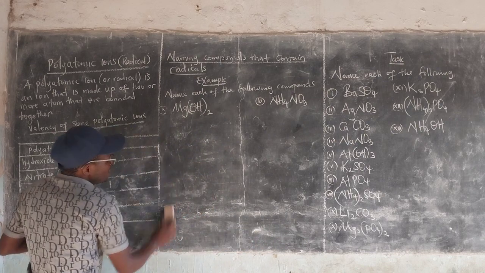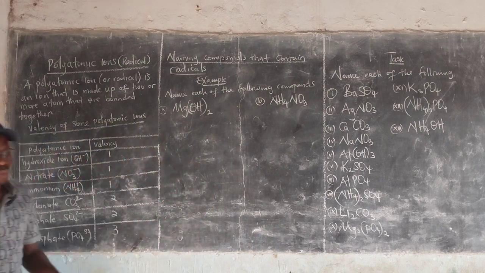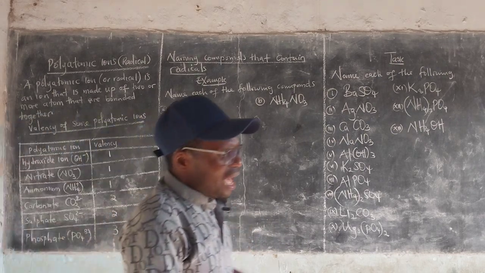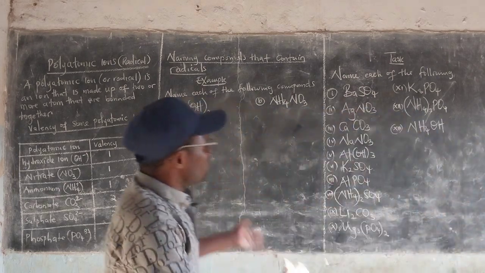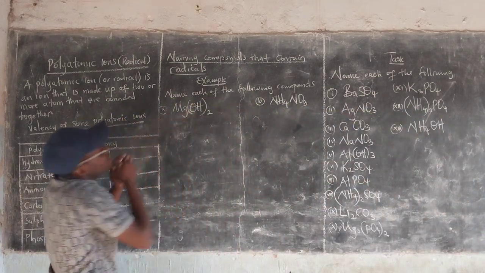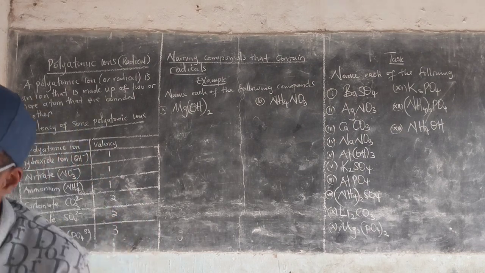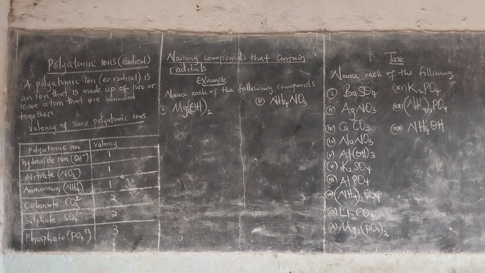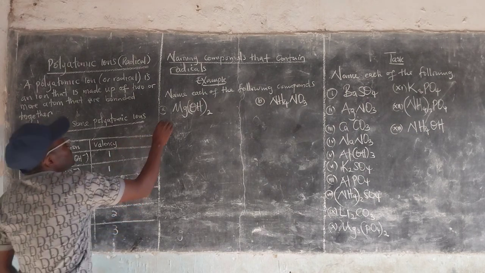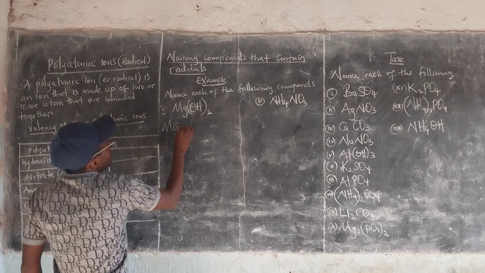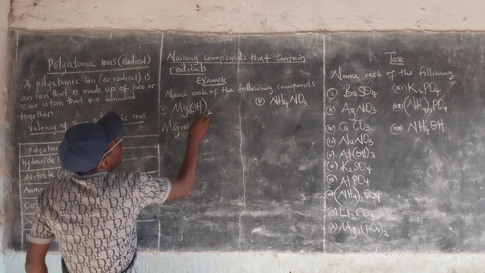Okay, now let's look at the first example there. What name is given to that? The first thing, identify the first part given, which is a metal. Mg is the symbol for what element on the periodic table? This is what you call magnesium.